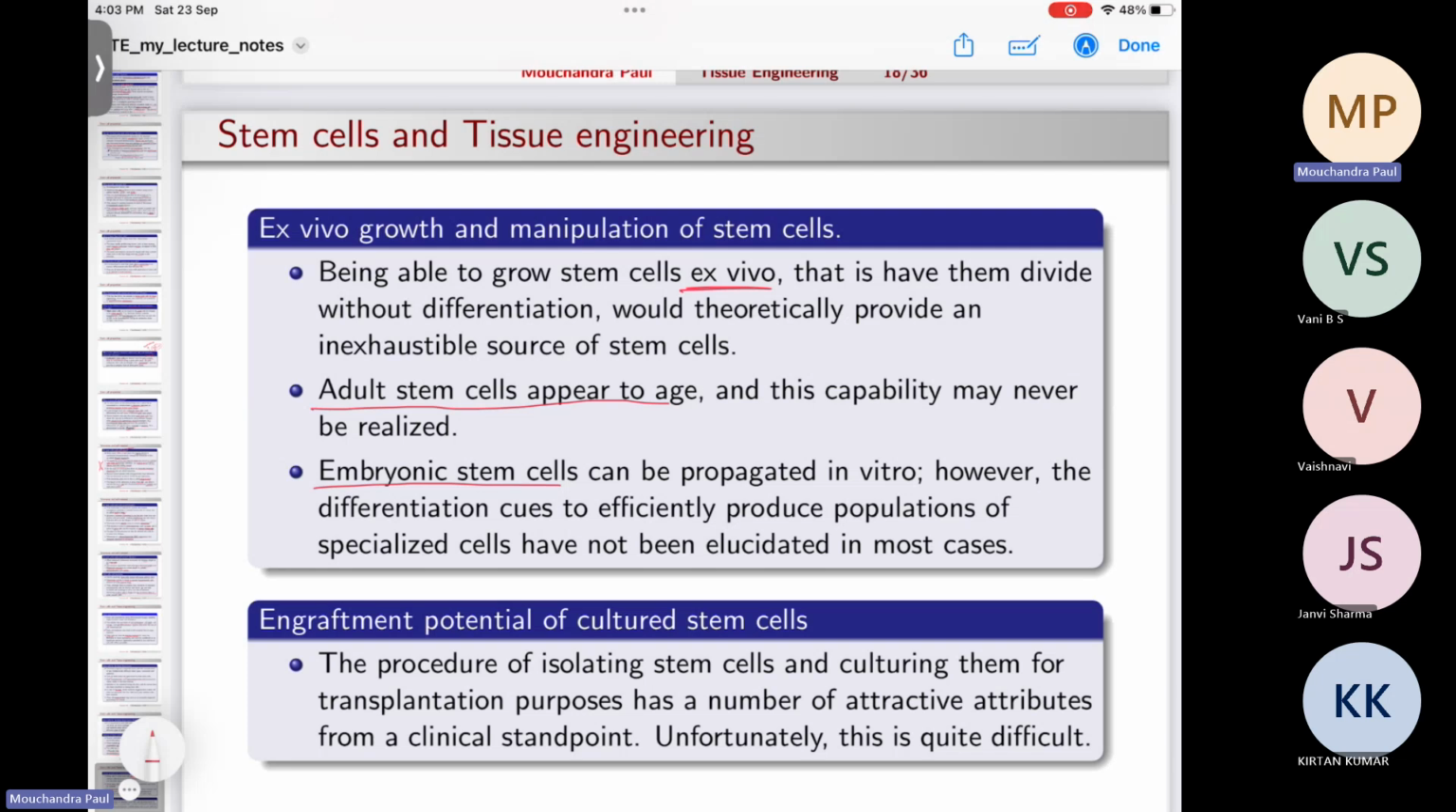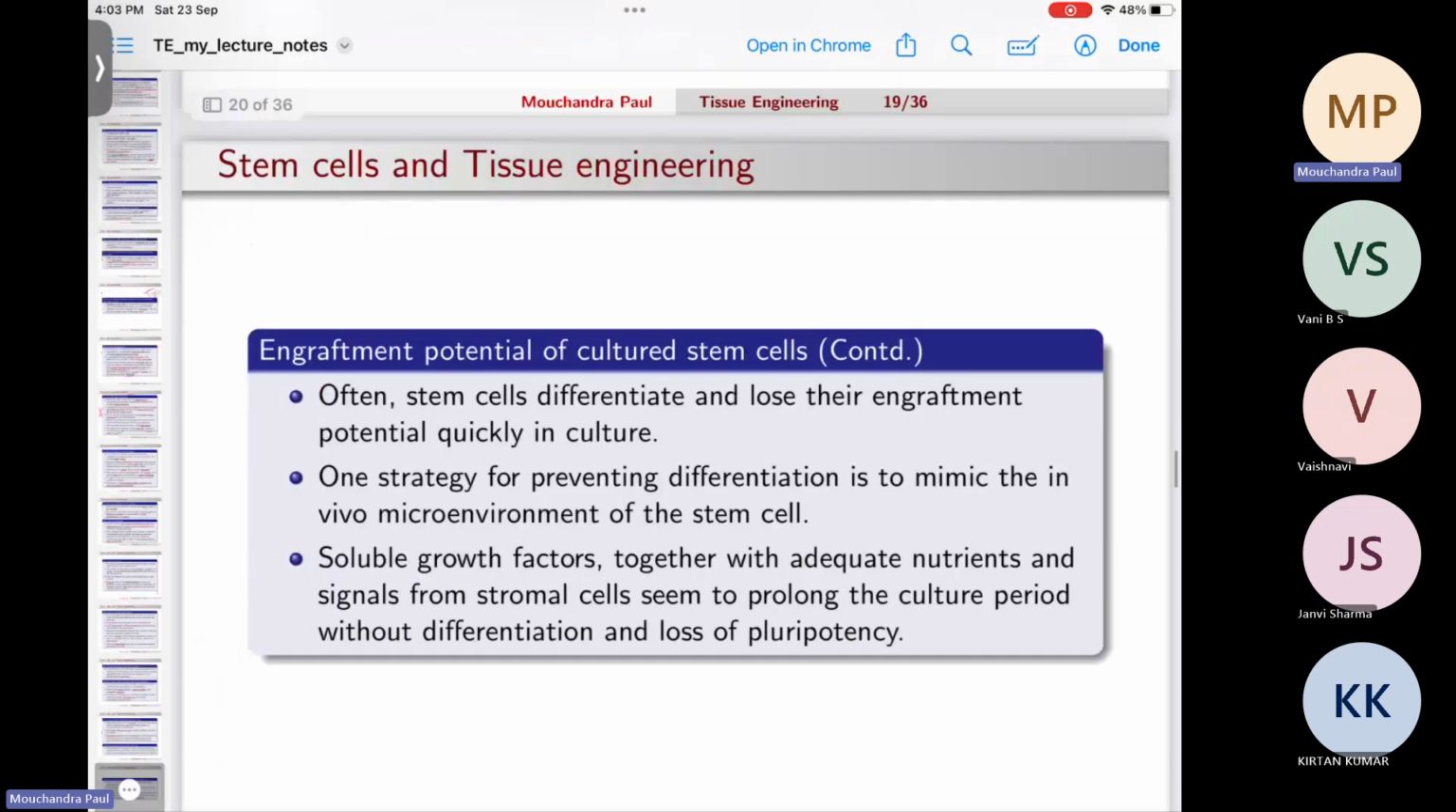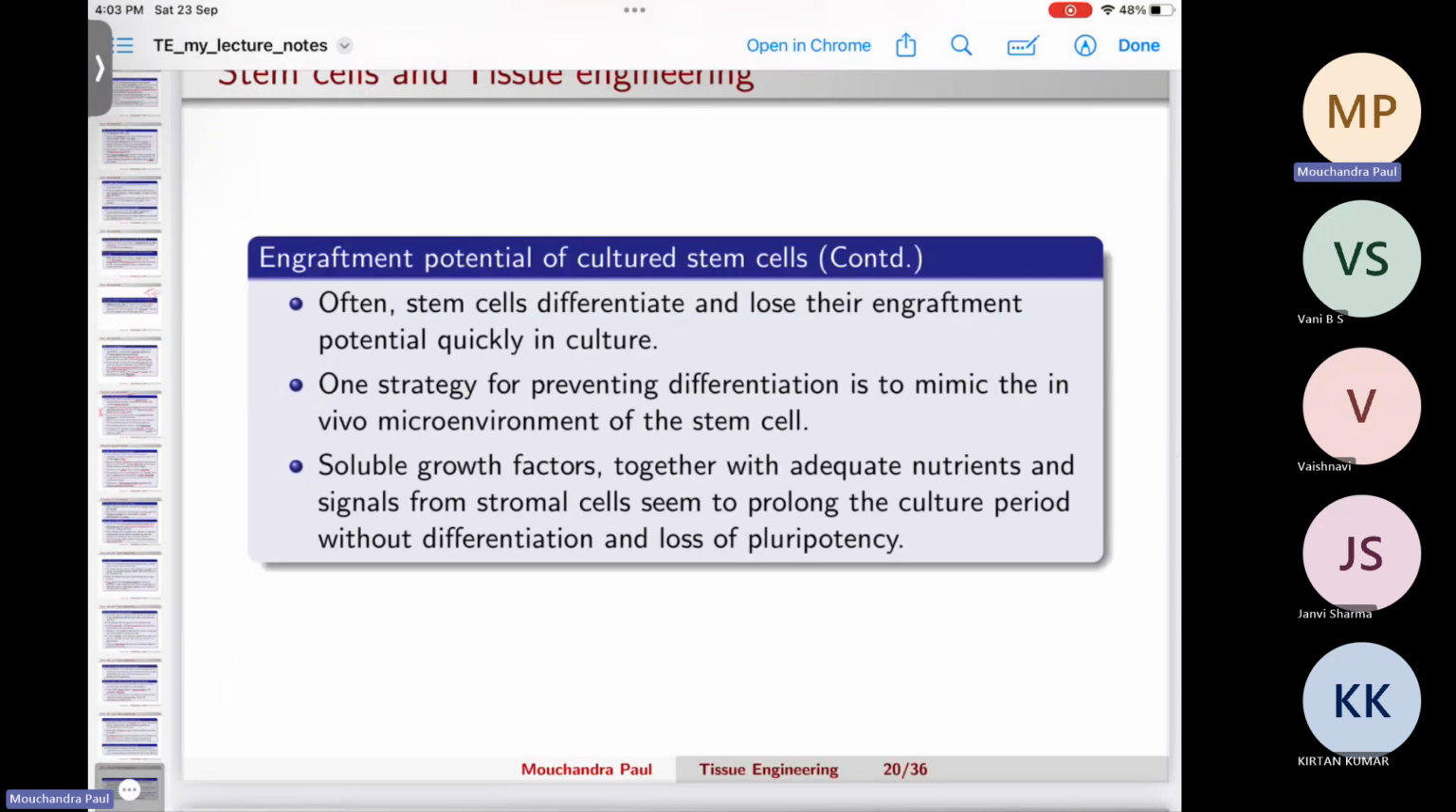Now, the procedure of isolating stem cells and culturing them for transplantation purposes has a number of unique advantages, but it is quite difficult. Once stem cells differentiate, they start losing their potential to engraft in culture. It starts going towards a senescent stage, and at that stage it may not be very useful for your purpose of making artificial tissue that you are going to later engraft on a mice model, a rabbit model, etc.